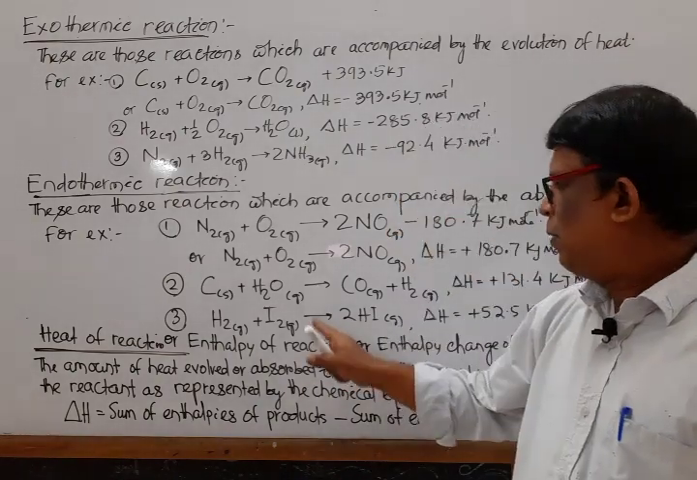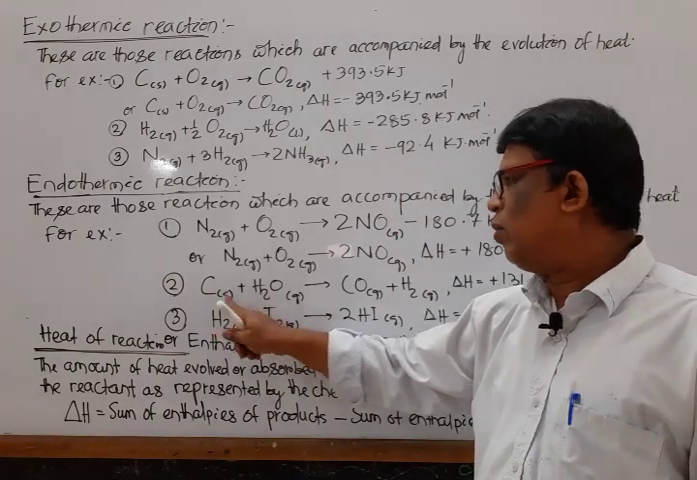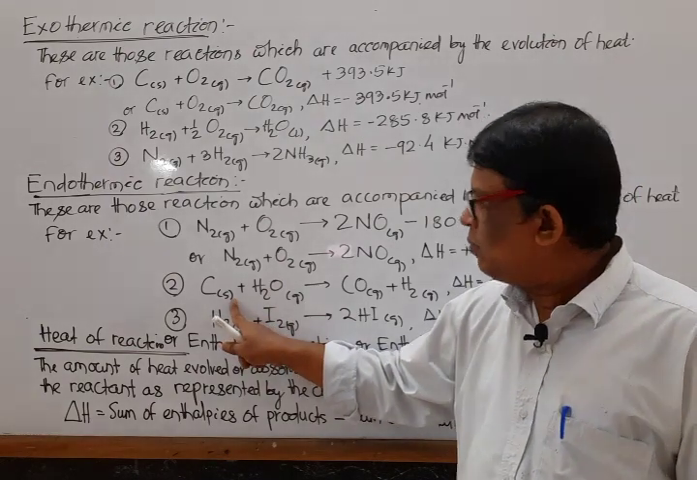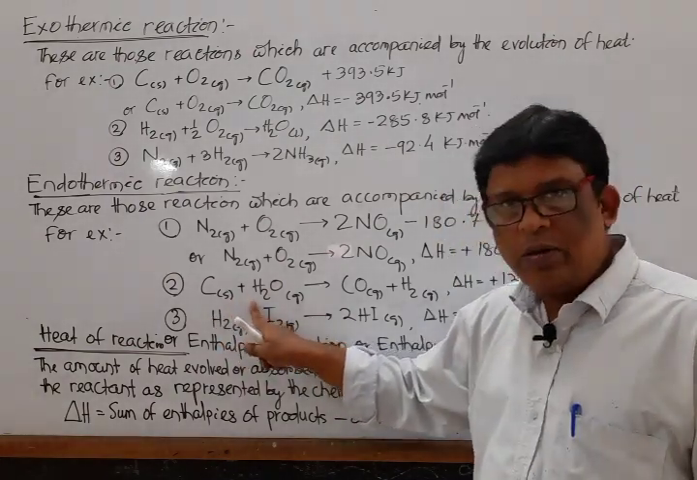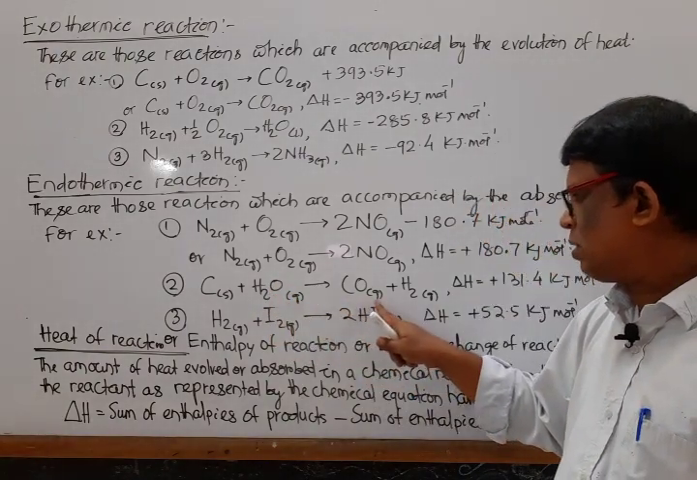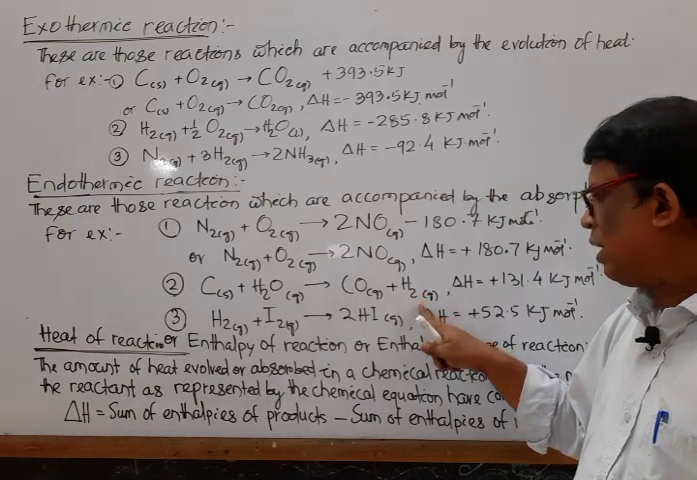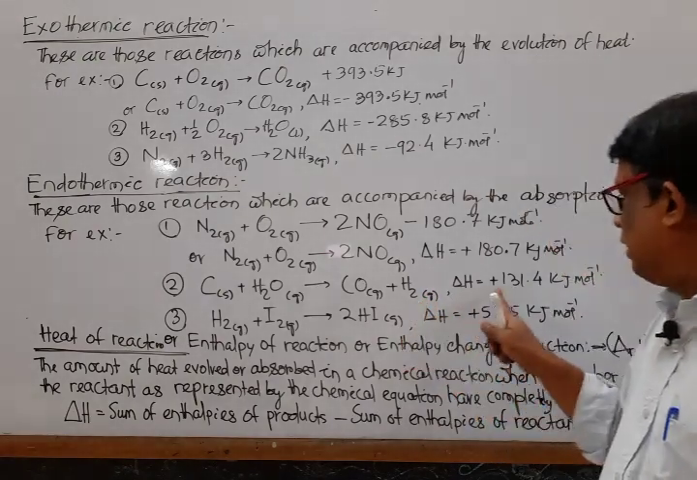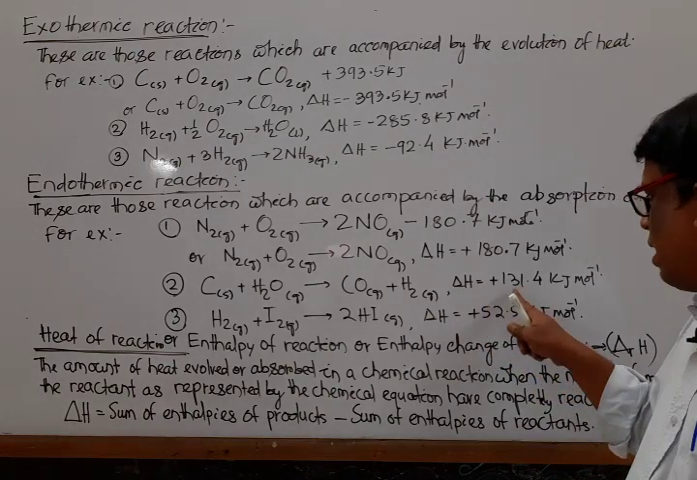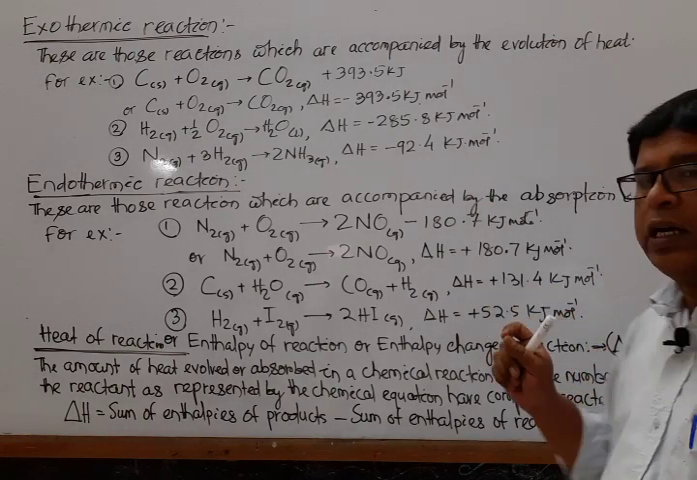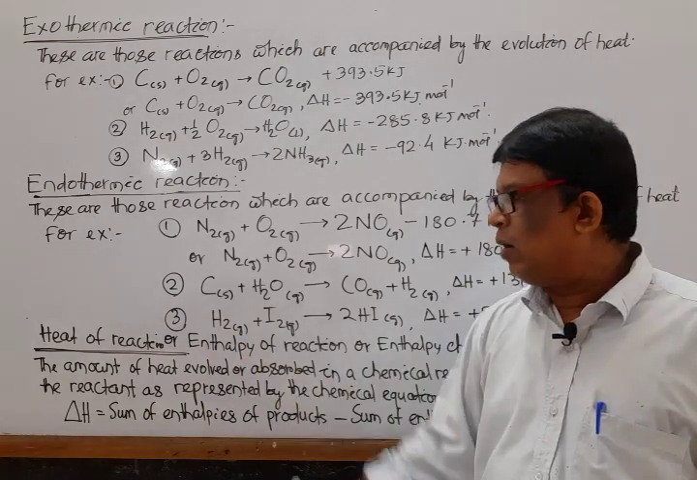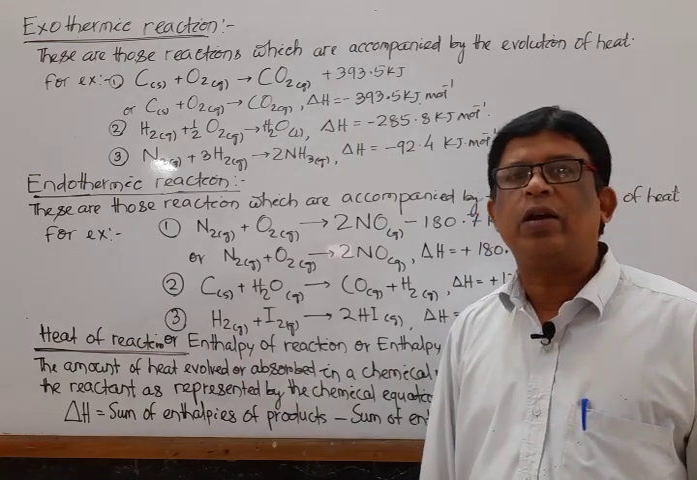Similarly, if another equation is there, if 1 mole of carbon, that is 12 gram of carbon, combined with 1 mole of water, resulting in the formation of 1 mole of carbon monoxide and 1 mole of hydrogen, then the amount of energy absorbed is 131.4 kilojoule per mole. Mathematically, how we calculate enthalpy of reaction or heat of reaction.